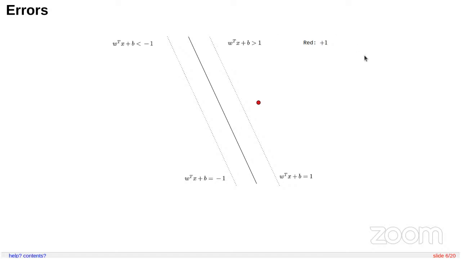Assume that this entire region corresponds to the red region. This is the correct region for red, so the error will be 0. Let's call this E1. I think it's Xi, but it's a bit tough to pronounce, so let's call it E1. This point does not have any error because it's classified correctly, so the error is 0. What about this point? Zero. So E2 is 0.